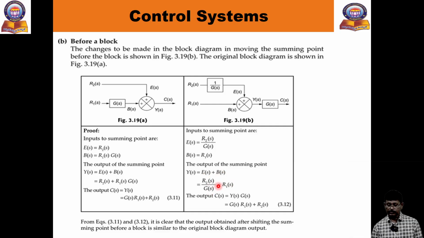Right? See, substituting. At the end, what is C of s? Y of s into G of s. What is Y of s? R2 of s by G of s plus R1 of s. So when you add, the cancellation happens, and at the end you get G of s times R1 plus R2. So you can observe here, the same value you are getting. So when shifting before the block, previously you were adding a gain, now in this case 1 by G of s, the reciprocal of the gain, is added in the forward path, and the remaining part is the same. So that is the shifting of the summing point before and after the block.